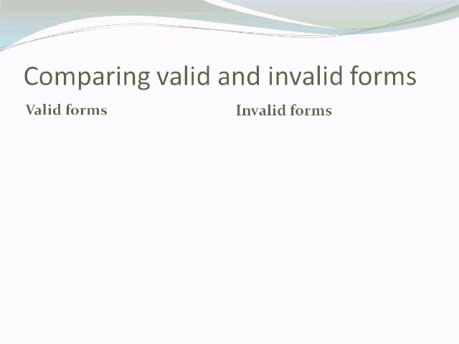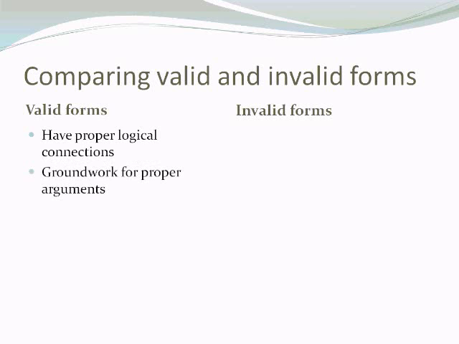Now, we probably need to expand on this idea of validity. It is usually very difficult for intro students to get their minds around what validity means. So let's take a look at what a valid form is, and we'll contrast it with invalid forms. First, as we've mentioned, valid forms have proper logical connections. They are the groundwork for proper arguments. And in a valid form, if all the premises are true, then the conclusion must be true.